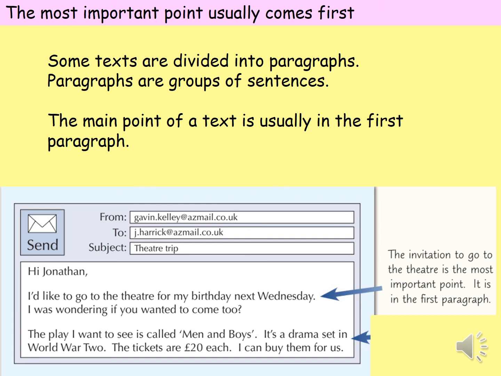And then what detail do they add in the second paragraph? Yeah, it gives me extra detail, the name of the play, how much the tickets are, and all that sort of thing. So this is where you should realize when you are writing that you need to structure things properly.